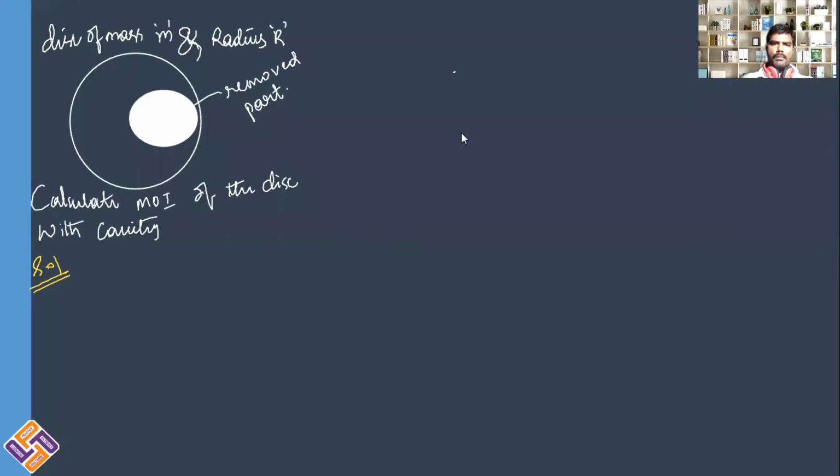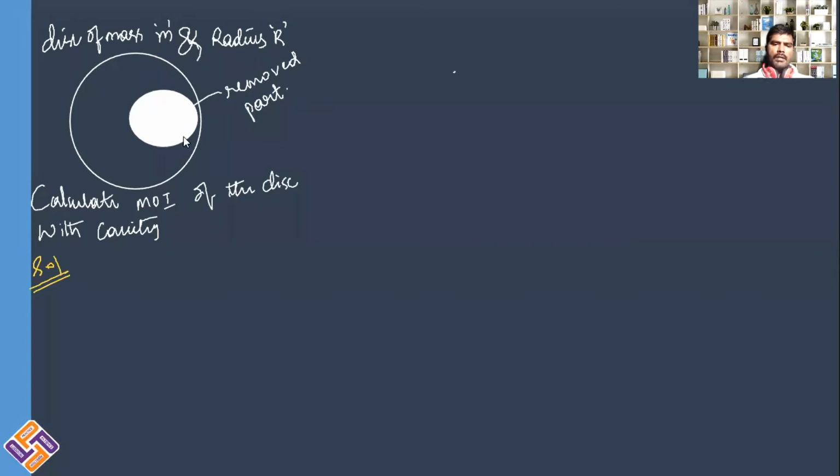Students, this is one more model where you can calculate moment of inertia of the disk, where some part of the disk has been removed from the complete disk. So this disk is now with a cavity. This is the removed part.